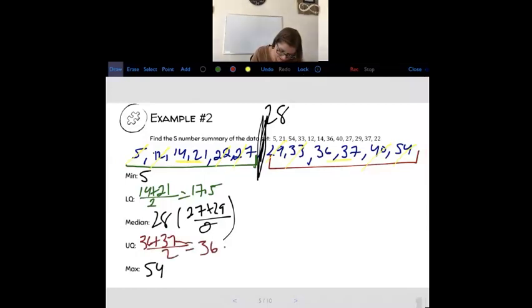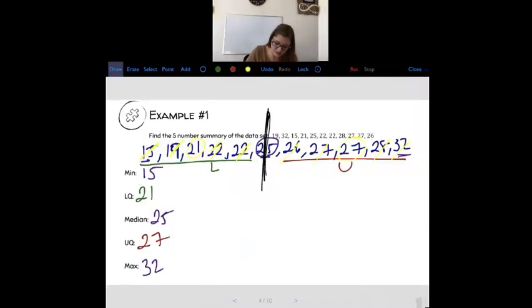Which would be 36.5. Another way to check that you're splitting your data correctly is you should have the same number of data points in the lower half and in the upper half. For instance, we have 1, 2, 3, 4, 5, 6 numbers. We should have 1, 2, 3, 4, 5, 6 here. Same with the previous example, we should have 1, 2, 3, 4, 5, and 1, 2, 3, 4, 5. So you should have the same number of data points in the lower and in the upper.